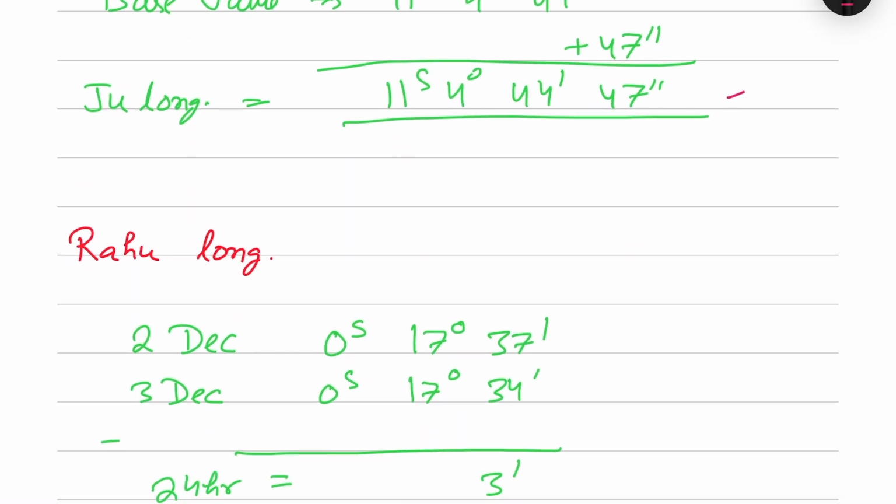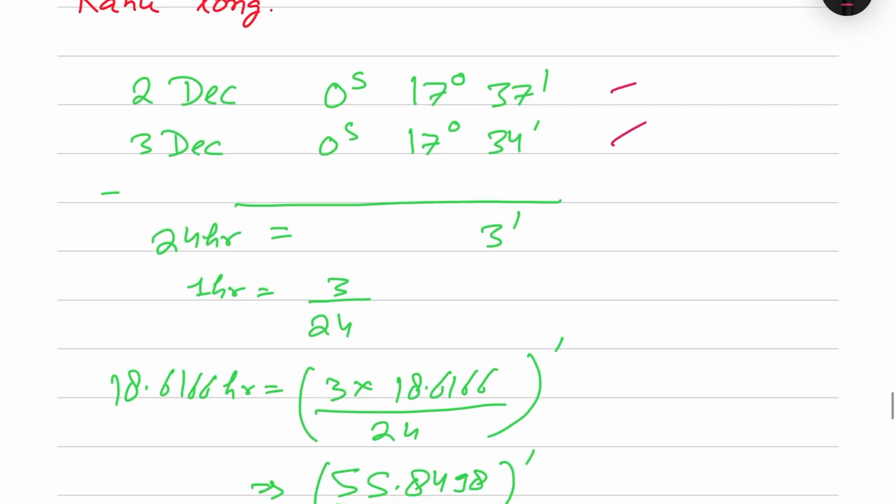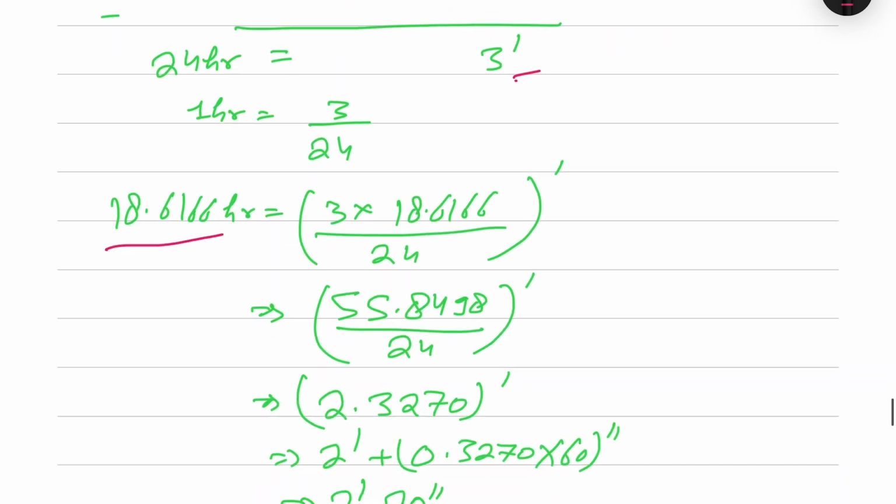Rahu: 2nd December the value is this, 3rd December the value is this. In the difference, you see one difference here. Since Rahu and Ketu are mostly retrograde, here 3rd December is less than 2nd December, so we can clearly see that it is in retrograde motion. For 24 hours it is 3 arc minutes. Then we calculate for 18.6166 hours, and we are getting this.